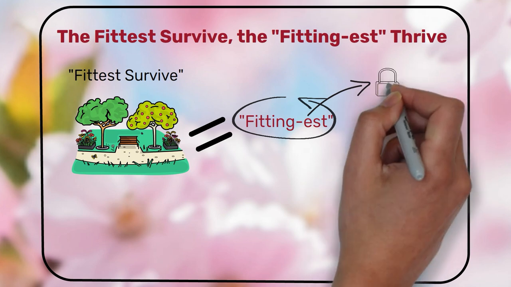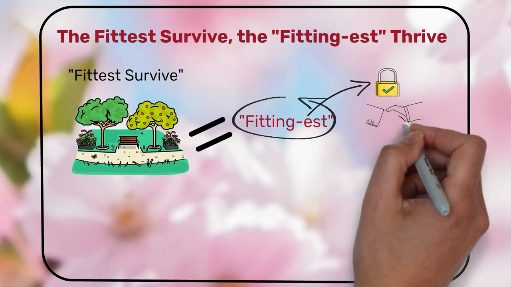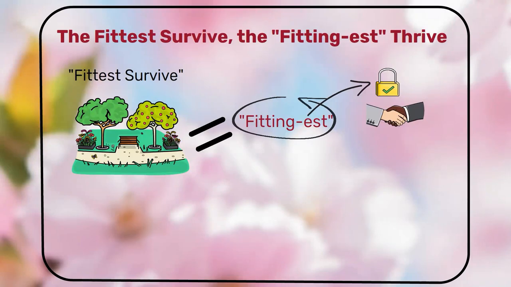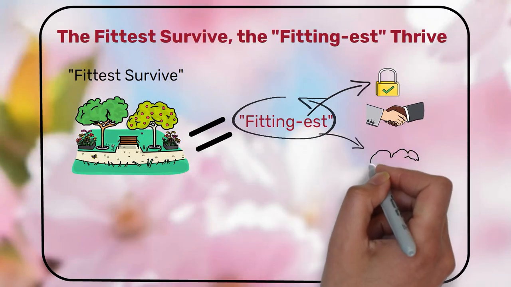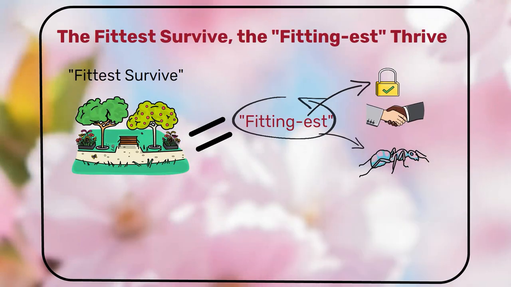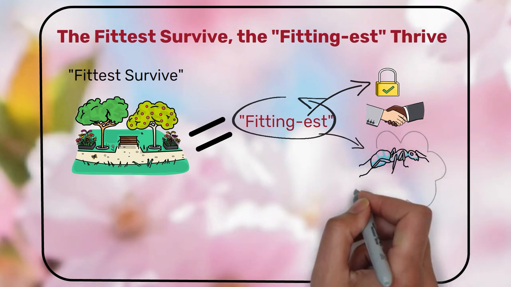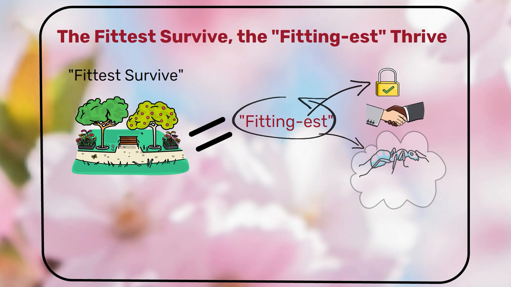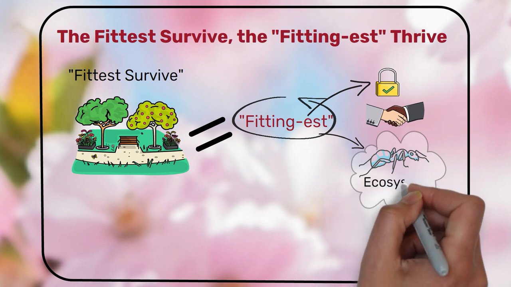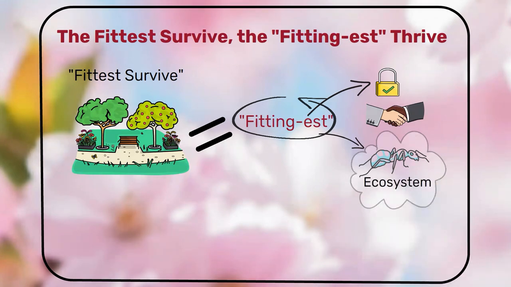Fittingest implies something that fits in the place with an energetic engagement and interdependent relationship. Think again of the ants. Being fitting, ants do not work to destroy competing species. Rather, they compete productively from their niches and use resources within an ecosystem. Over millions of years, ants have evolved to fit with their particular local, developing features and behaviors they need.